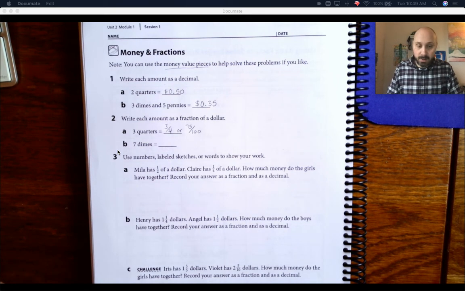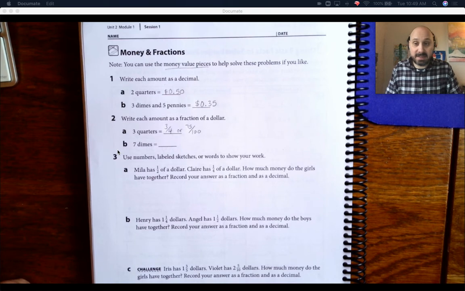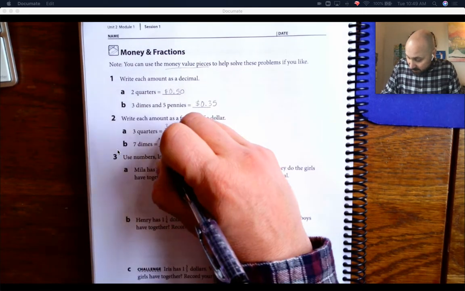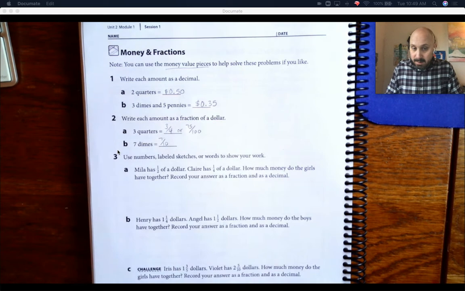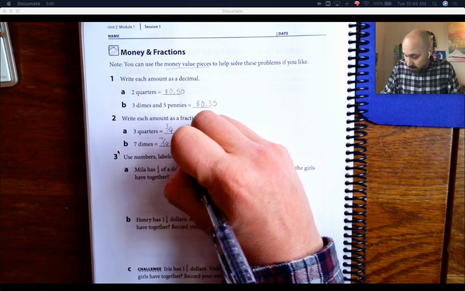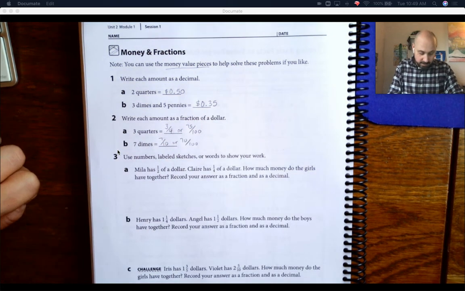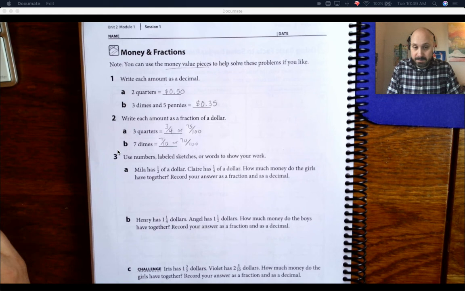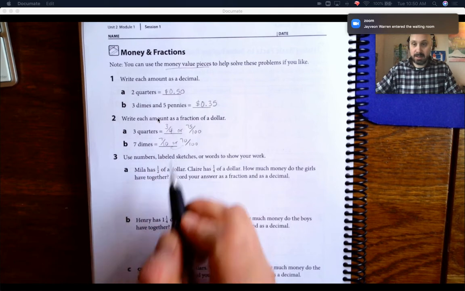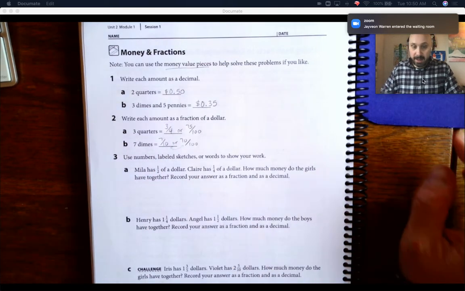Okay, 7 dimes is 7 times 10, because 7 dimes are 10 cents each. Dimes are 10 cents each, so 7 of those would be 70 cents. So we could write that as 7 tenths, because it's 7 out of 10, or out of the money amount, which is 70 hundredths. And 7 tenths is just the simplified version of 70 cents.